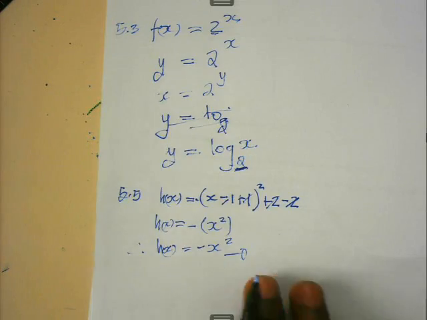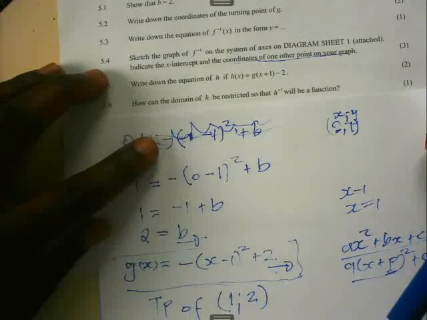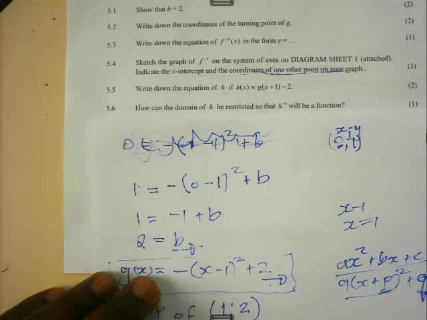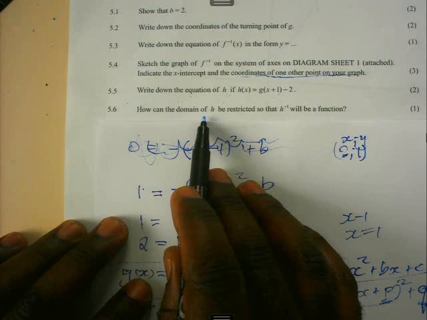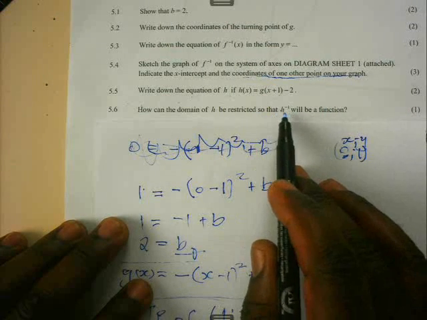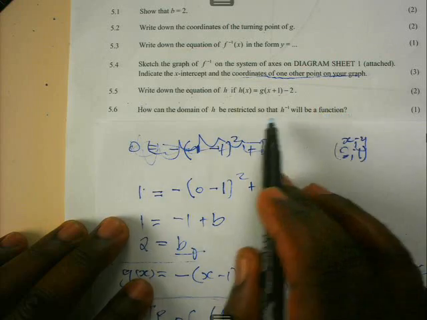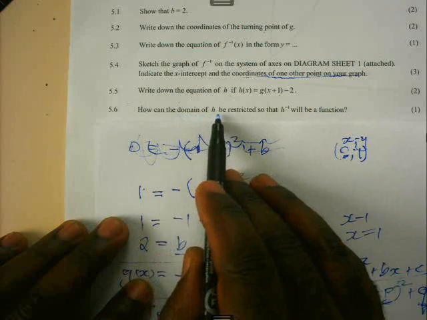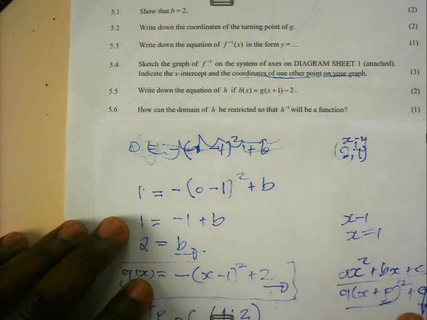Now let's go to this question. It says 5.6. Let's look at question 5.6 now. How can the domain of h be restricted so that h prime of negative 1 will be a function?